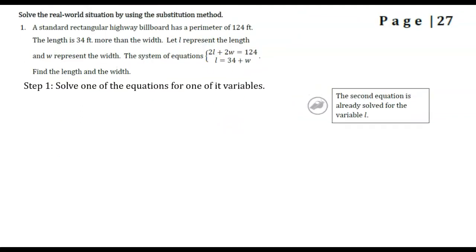On the next question on page 27, it says solve a real-world problem by using the substitution method. So, a standard rectangular highway billboard has a perimeter of 124 feet. The length is 34 feet more than the width. Let L represent the length and W represent the width. The system of equations are as follows. Find the length and width.